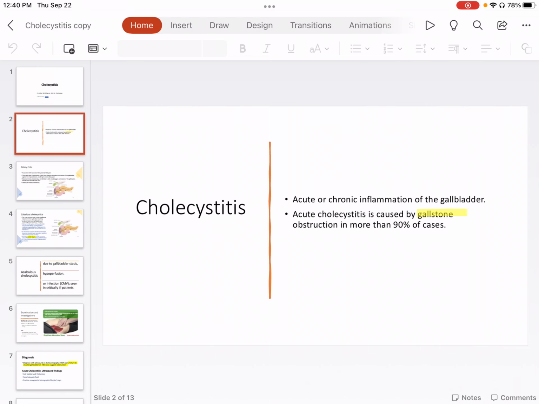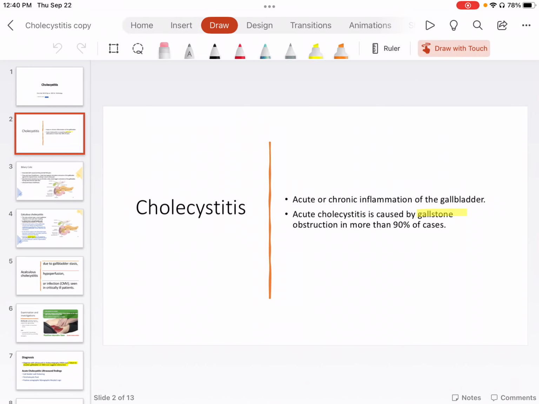So what is cholecystitis? It is acute or chronic inflammation of the gallbladder. Acute cholecystitis is caused by gallstone obstruction in more than 90% of cases. So this is the most common cause of cholecystitis.